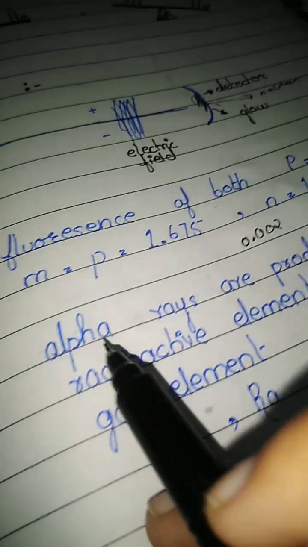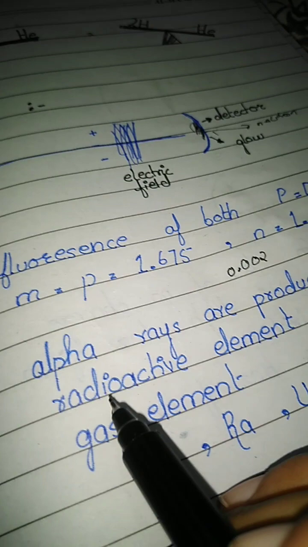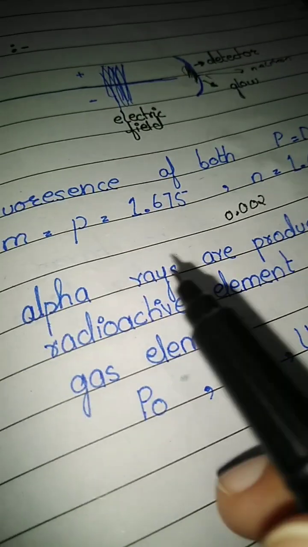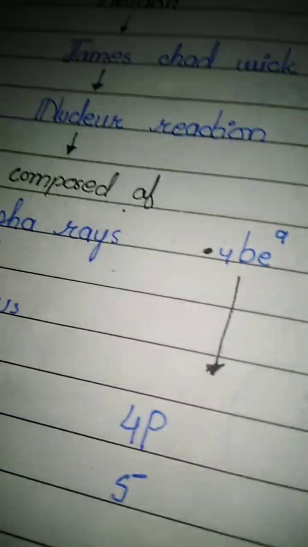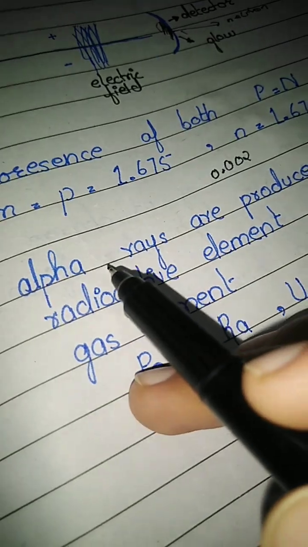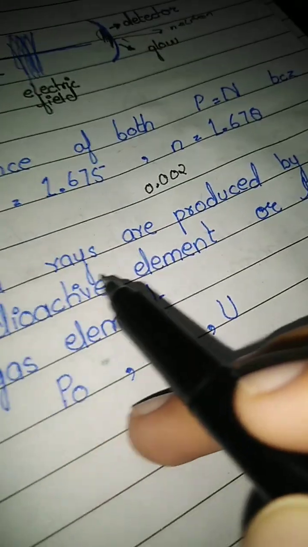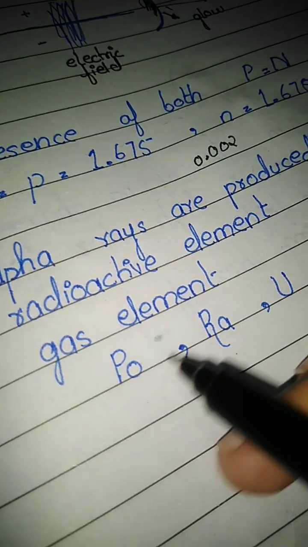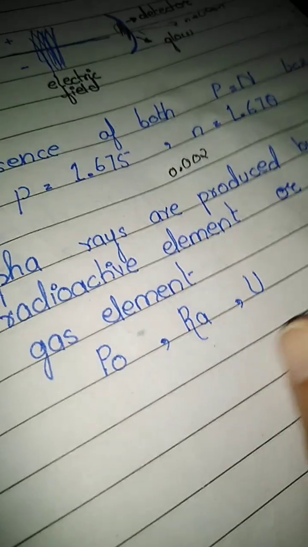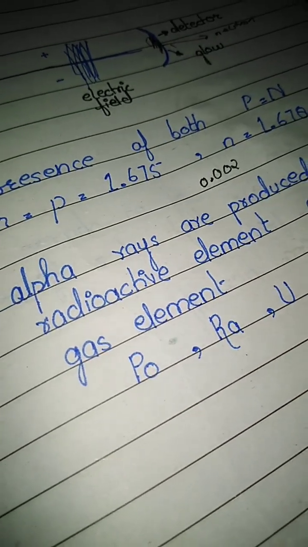Now here's a point. Alpha rays are produced by radioactive elements or heavy elements. As we know how we get the alpha rays for the experiment, we can get these rays from radioactive elements like polonium, radium, uranium. They produce these kinds of rays to become stable.